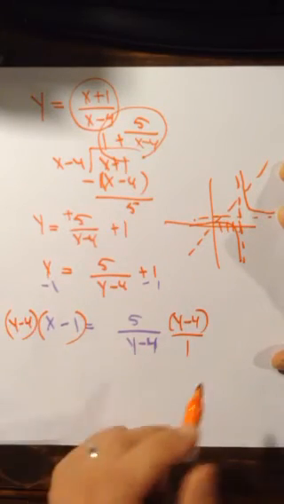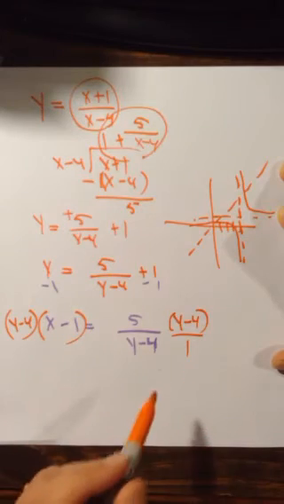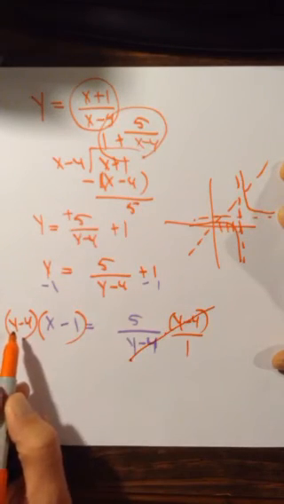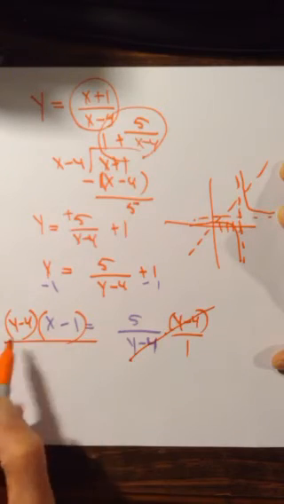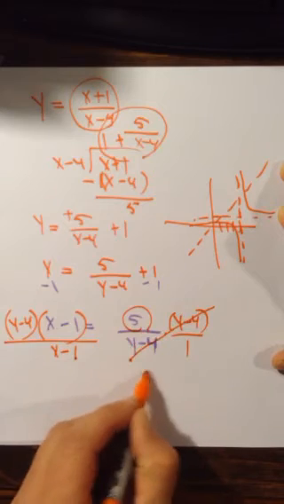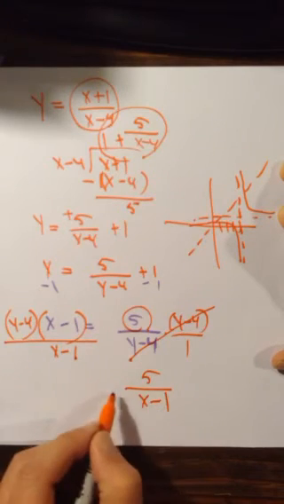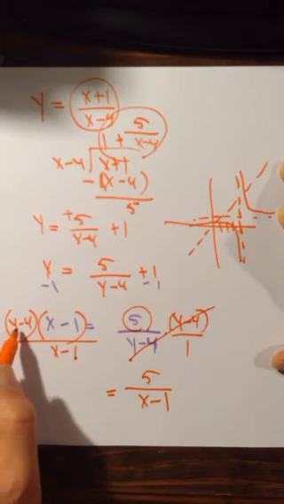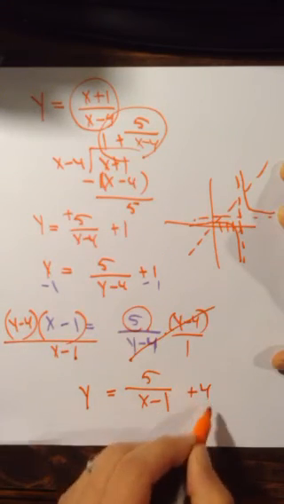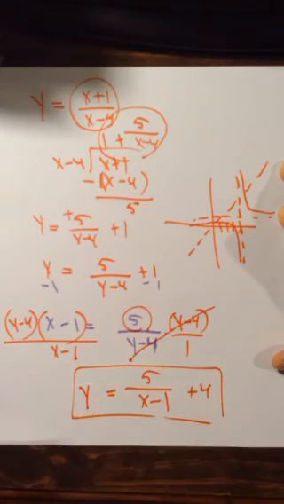Now sometimes after a while you can do this right in your head, but I'm just showing you to make sure. That cancels out. Since I want y eventually by itself, I'm going to divide both sides by the quantity x minus 1. That leaves me with 5 over x minus 1 equals y minus 4. Y equals, add 4, and we're done. This is the algebraic inverse.